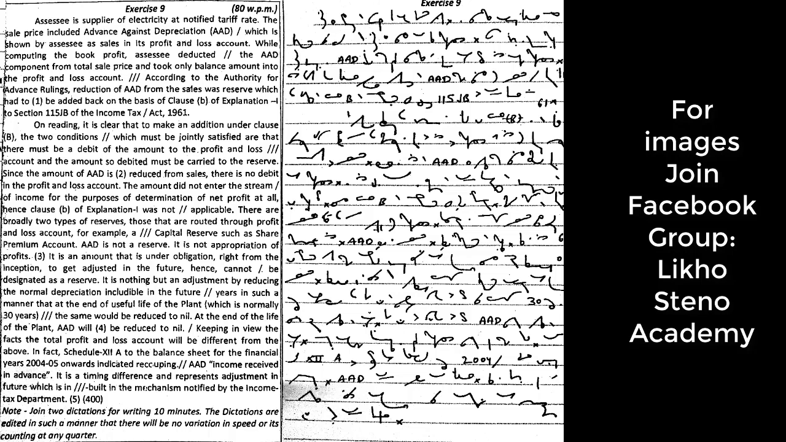There are broadly two types of reserves: those that are routed through profit and loss account, for example a capital reserve such as share premium account. AAD is not a reserve. It is not appropriation of profits.